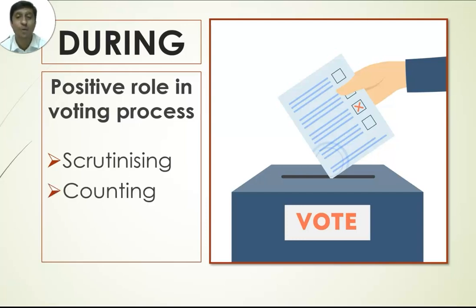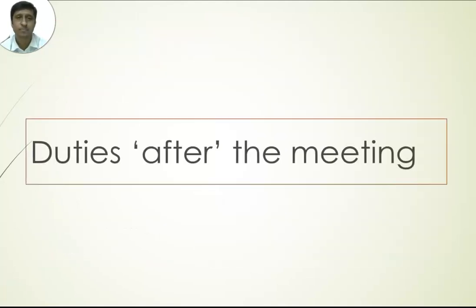Secretary also has to count the number of votes for and against the proposal made. Then secretary, with the due permission of the chairperson, has to declare the result of voting. These are the positive steps to be performed by secretary as far as the voting process is concerned.